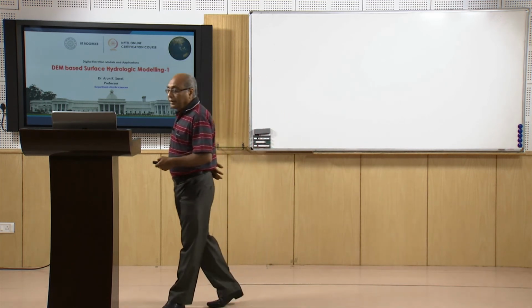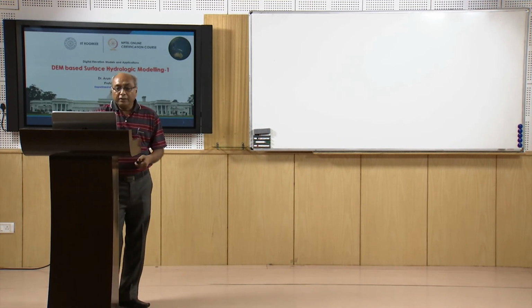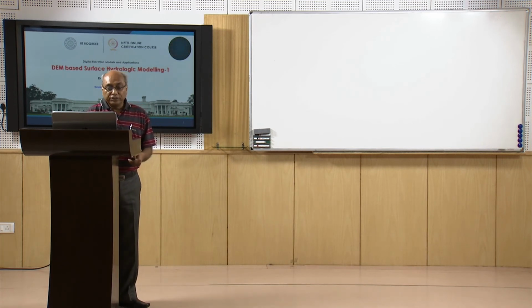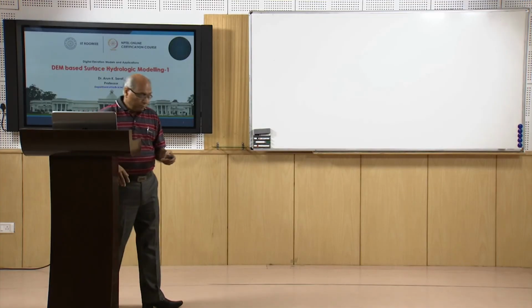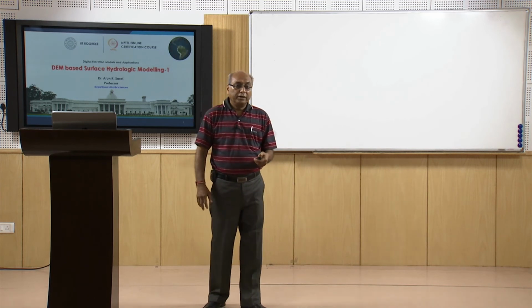There are other stream ordering schemes available in literature, and some of them have also been implemented in GIS. Five popular ones are shown here. Two we have already seen, Strahler and Shreve. Then there is the Horton stream ordering scheme, the Hack stream ordering scheme, and the topological stream ordering scheme. Different schemes are there. One can follow any one, or the most popular ones, which are Shreve and Strahler.